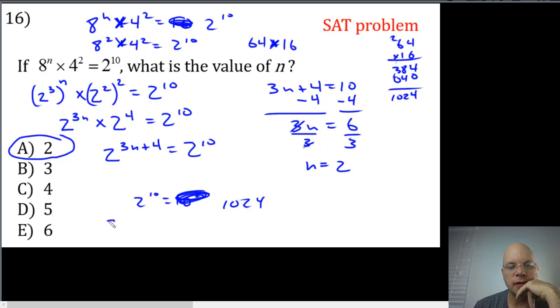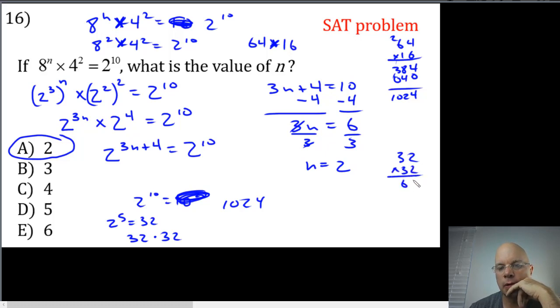I know 2 to the 5th is 32. So 2 to the 10th is 32 times 32, which is 1024. Okay, so that checks out. So n equals 2. And that concludes the review.